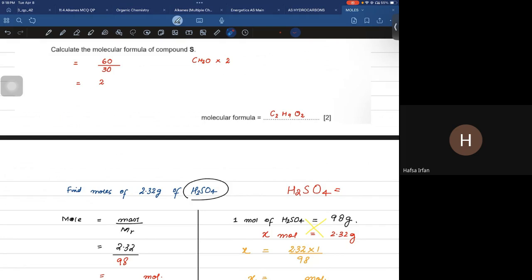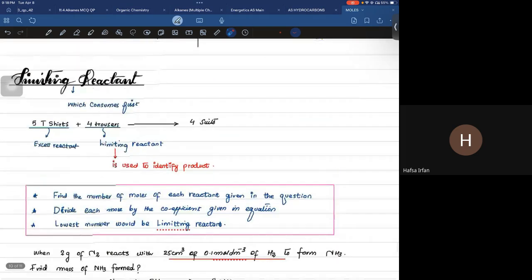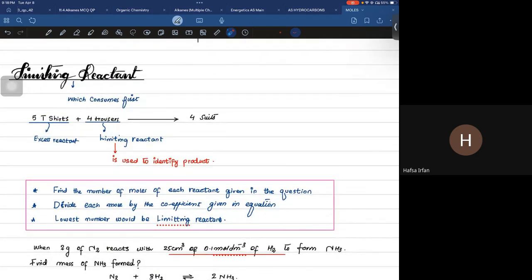Then we have a concept that is called limiting reactant. You know what a limiting reactant is? The species which is consumed first.